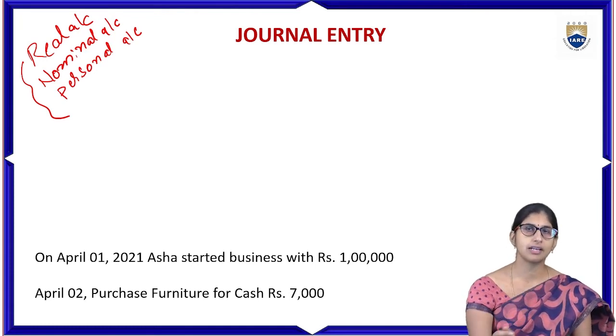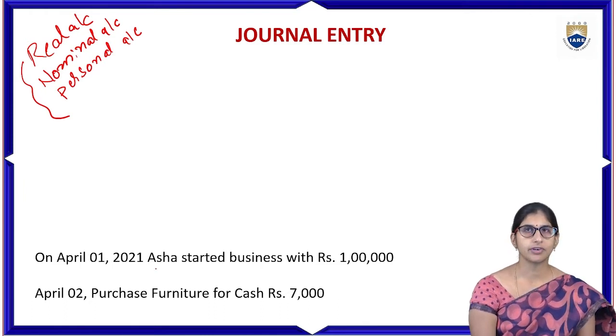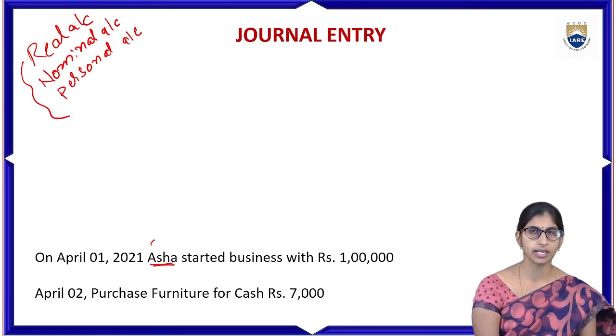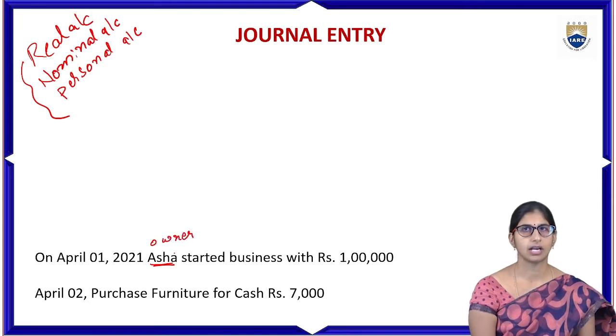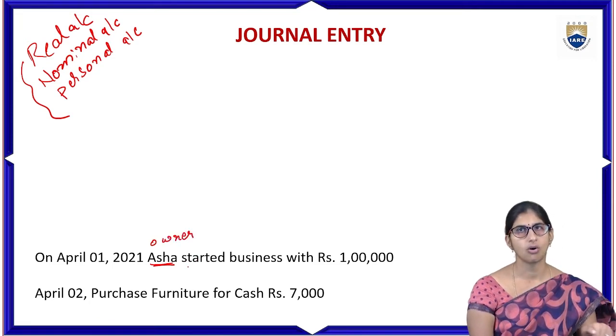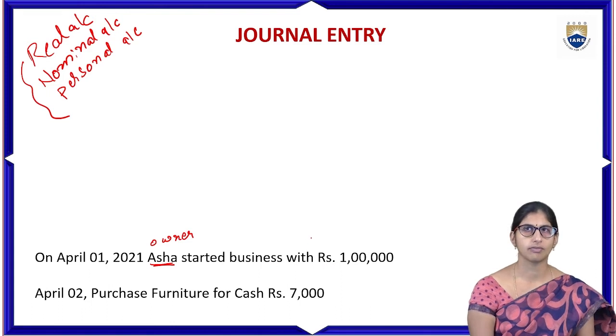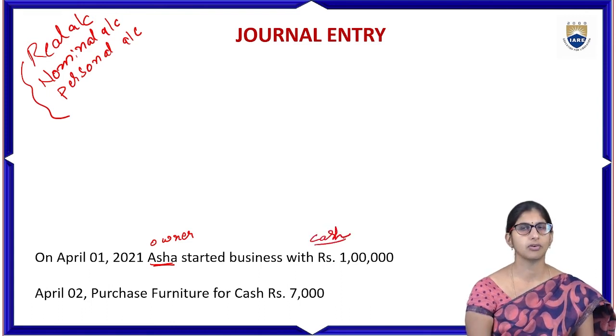So the entry is going to be very easy for us to do. First of all, who is this Asha? We'll assume ourselves as Asha, our business, as we are the business here. So who is this Asha? Asha is the owner of the business, because the owner will only start the business, right? So the owner started the business with what? With some amount of cash, that is 1 lakh rupees.